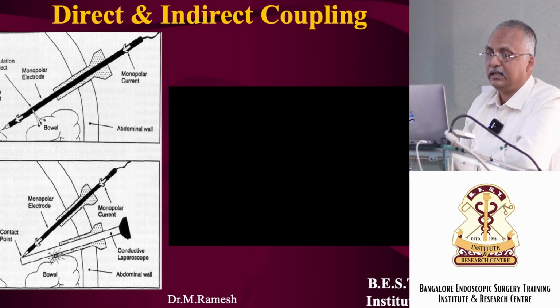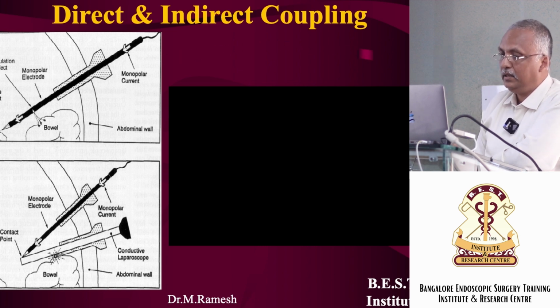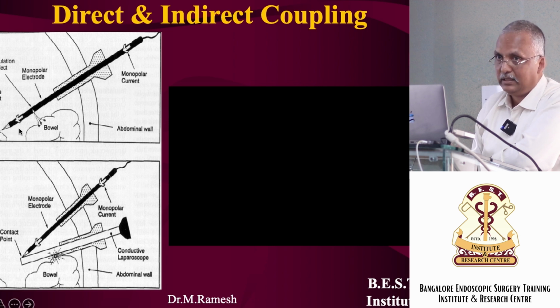Now, direct and indirect coupling. So what is direct coupling? A direct coupling is in the upper picture, where you have an instrument and there is an insulation failure. Dr. Harinath has told you the whole of the metal part of the instrument should be seen when you are applying diathermy. So you are doing that, but then unfortunately you have a crack in the insulation here, and the intestine goes and touches it, and then you have a burn. That is called direct coupling.